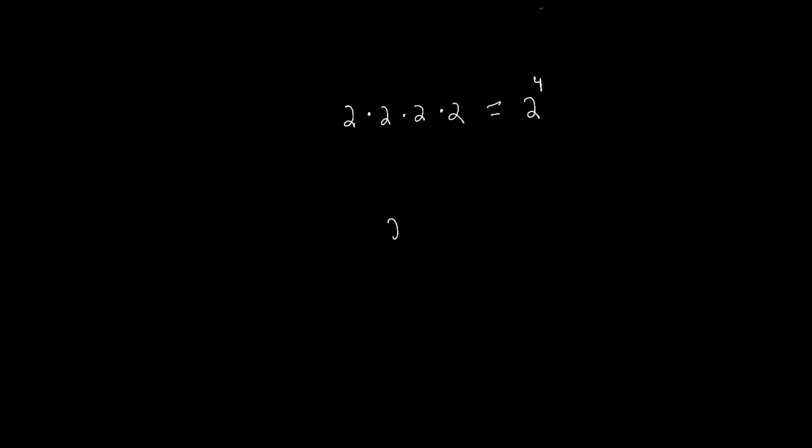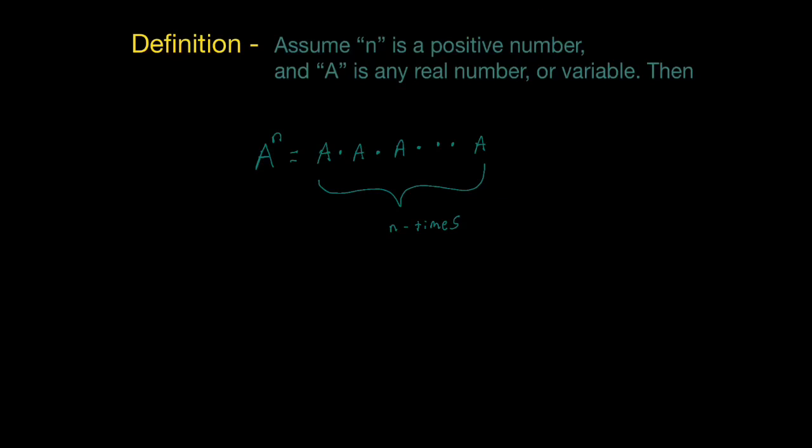We usually call 2 the base, and then we would call 4 the exponent. So now moving forward, we will adopt this new notation. Every time we see a small number on the upper right of a regular number, we will call this an exponent or exponential expression. 2 to the 4th power is the same thing as 2 times 2 times 2 times 2. So here's a definition.